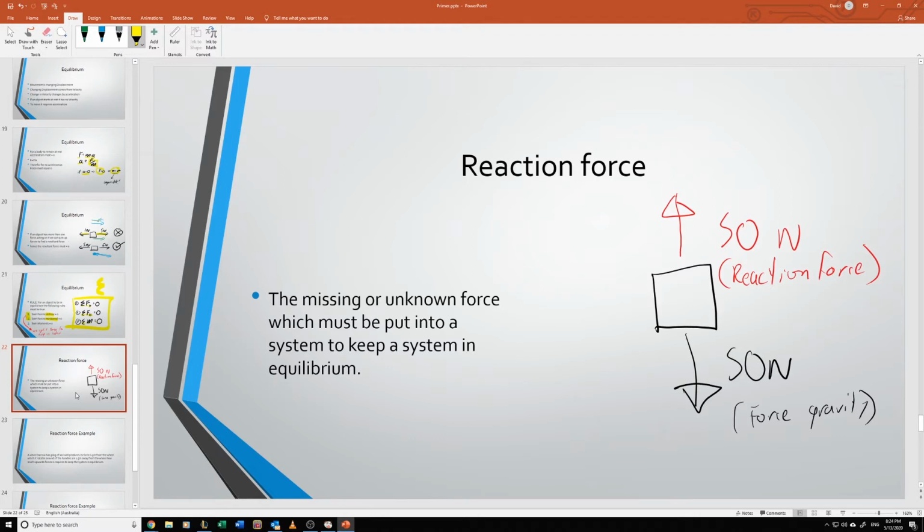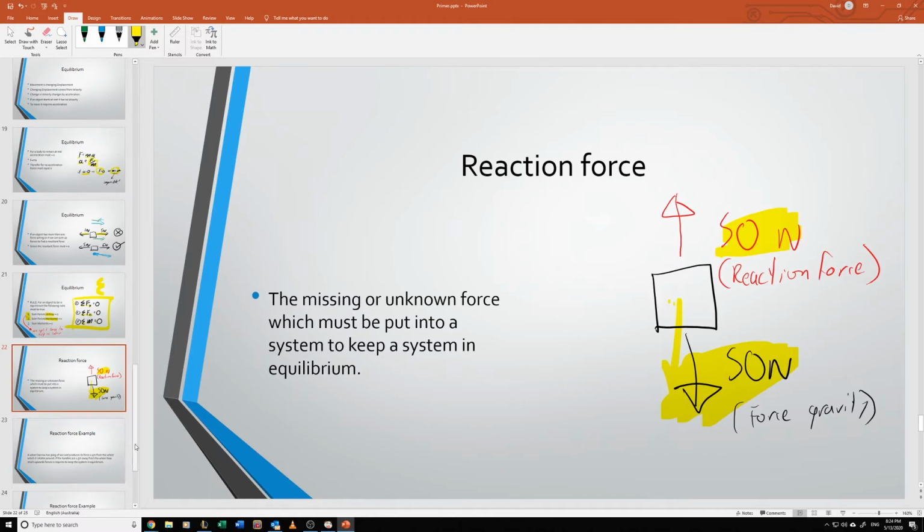So how does this actually matter to us? We have a thing called a reaction force. A reaction force is a missing or unknown force which must be put into a system to keep it in equilibrium. The simple example over here: we have a block, and a block has some gravity on it. So over here we have 50 newtons going down. What force can we put into the system to put it into equilibrium? Well, if you have 50 newtons pulling down, and we put 50 newtons going up, the total of the system is 0. That's a very simple example, but that's what we're doing. We're putting a force into the system to equalize it.